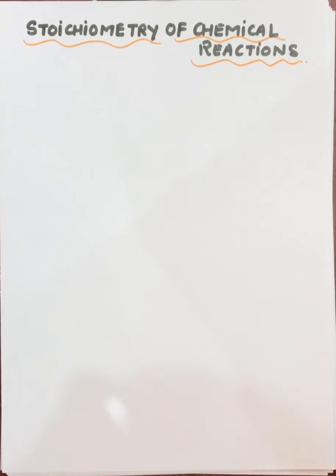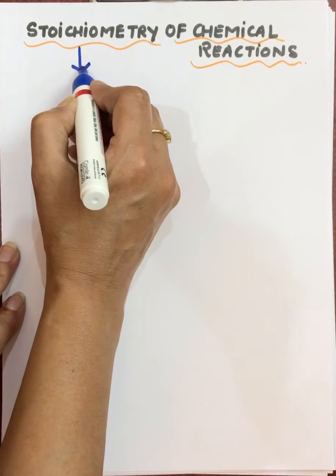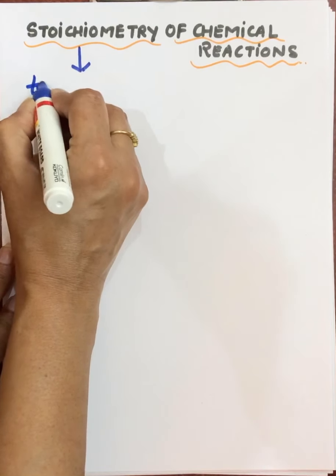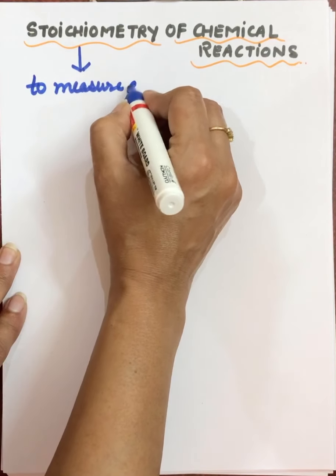Hello class 11th. Our next topic for today in this chapter is stoichiometry. Stoichiometry of chemical reactions. First of all, what is the meaning of stoichiometry? Stoichiometry means to measure an element. We are measuring element here.